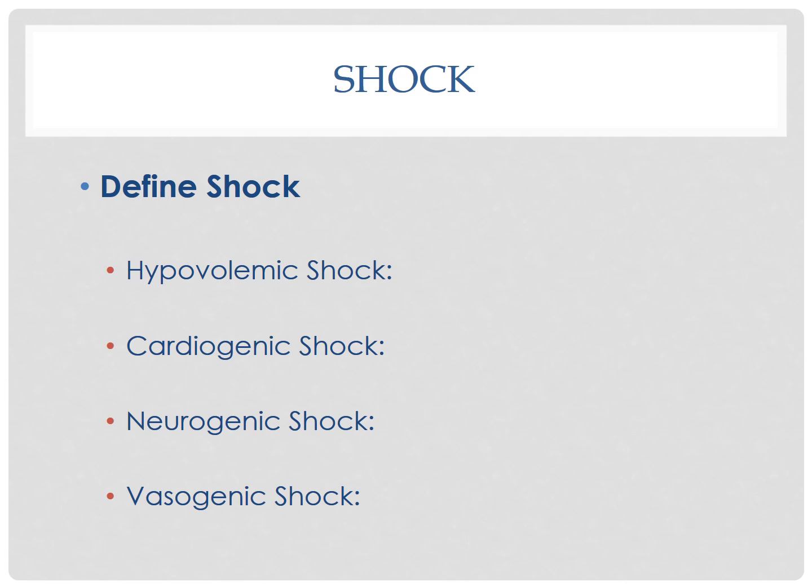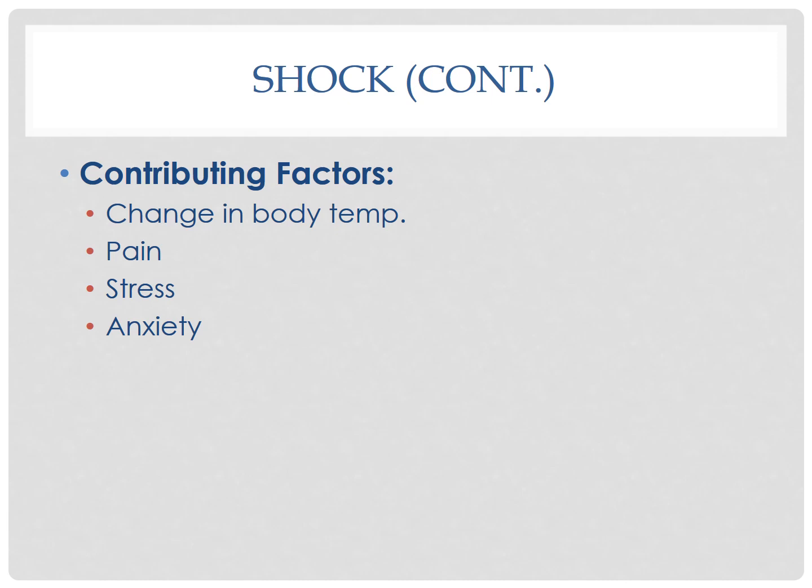Vasogenic shock is the one that we're most likely to encounter with contrast media reactions. However, the 2 types of shock that are most commonly encountered by the technologist would be the hypovolemic and vasogenic shock. There are contributing factors to the likelihood a patient will experience shock or to the degree to which shock will be experienced. The first factor is a change in body temperature, which makes it important to keep patients covered to maintain normal body temperature or to avoid overheating the patient. Equally important is to consider pain, stress, and anxiety because they can really contribute to the development of shock.